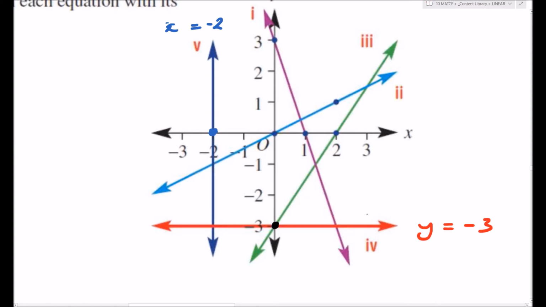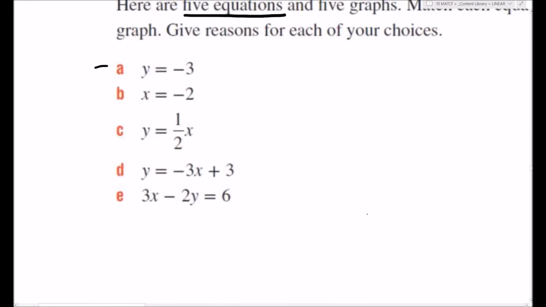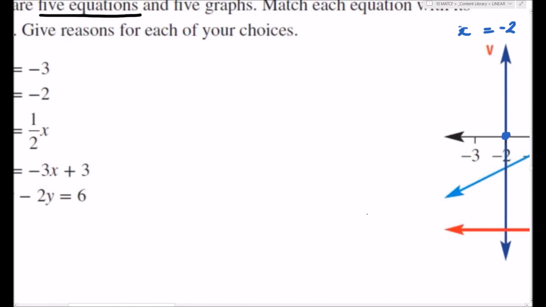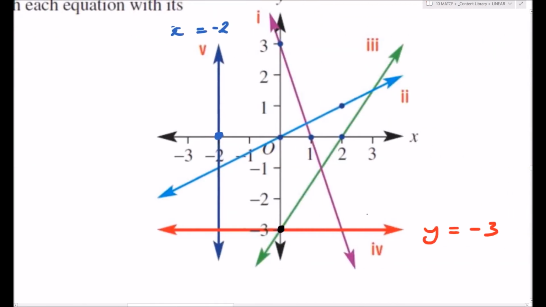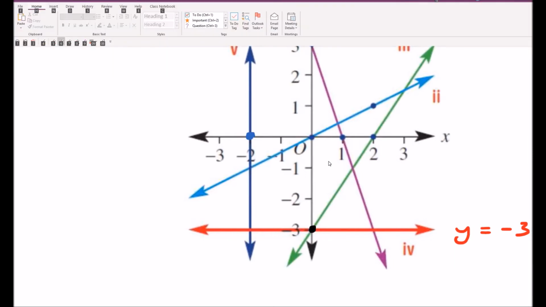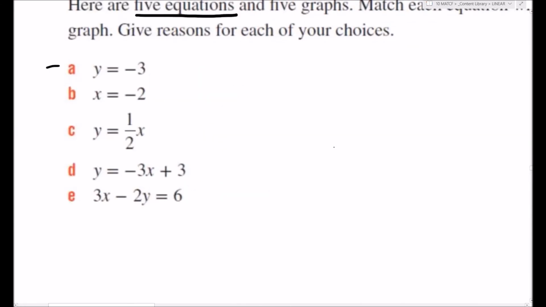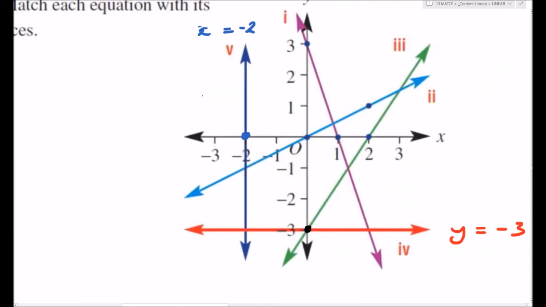Okay, let's do the next one. y equals 1/2 x. Ooh, tricky. Now I'm just going to give you the answer here, but in terms of reasoning, it'll make more sense later on when you watch the next few sections of this video. But y equals 1 over 2x is actually this blue line here.